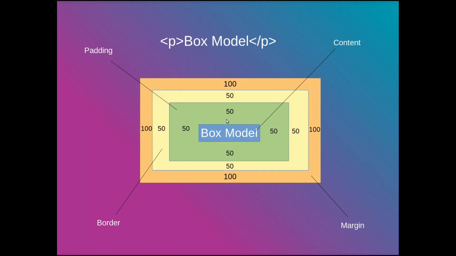So this is the final scenario right now. You have a margin of 100 pixels from all sides, you have border width of 50 pixels, you have padding of 50 pixels, and you have the content itself. So this is all for the box model. Now let's move on to specificity.